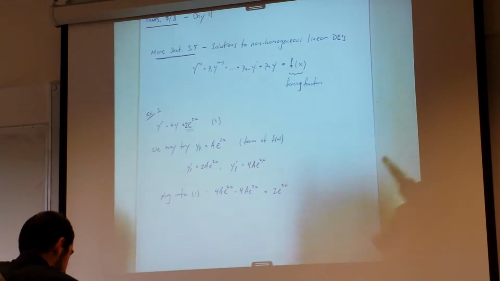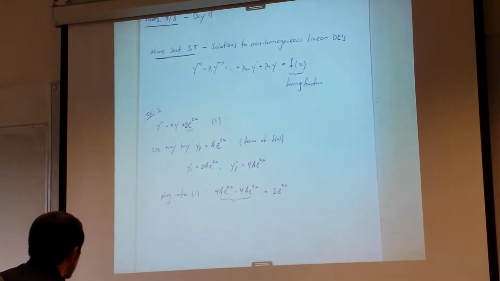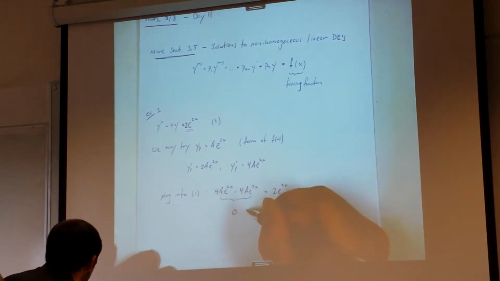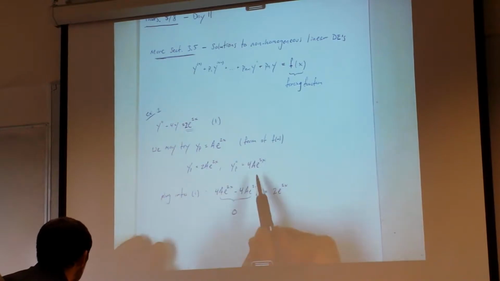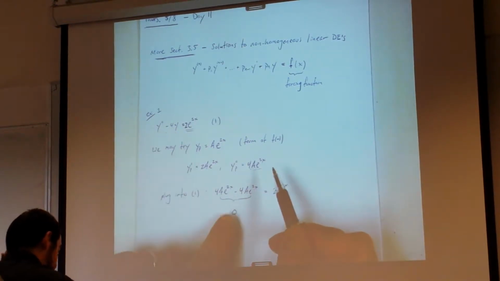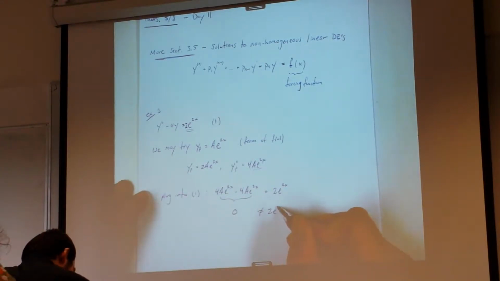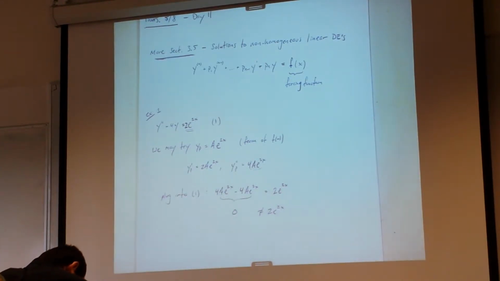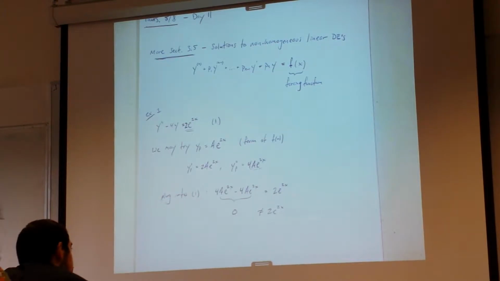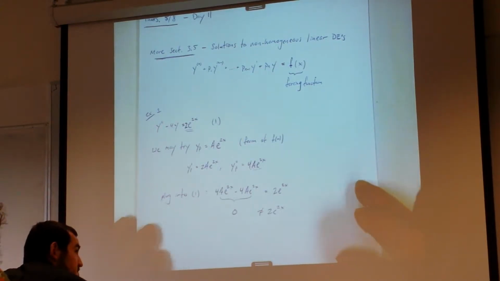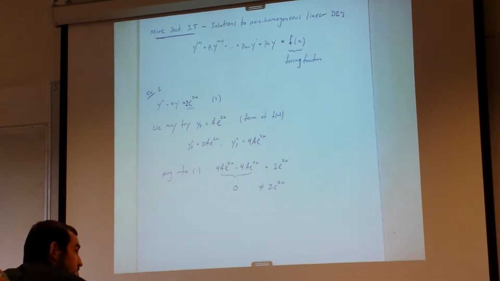Well, what happens on the left here? Oh, we get 0. So when I plug that back into the equation, I get 0. That does not equal 2e to the 2x for any choice of a. So this choice, this guess for the particular solution is no good. Okay? So this leads us to another, a second case of undetermined coefficients.